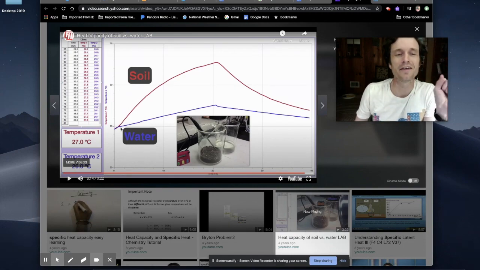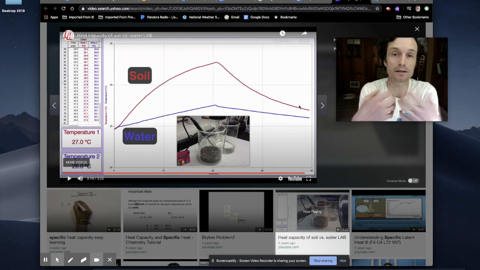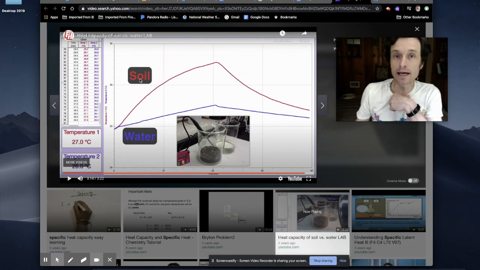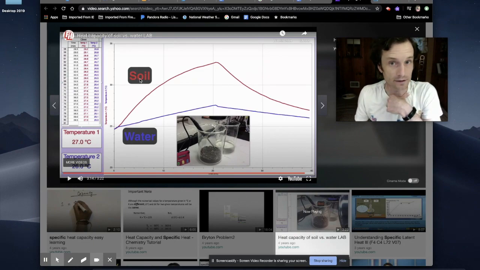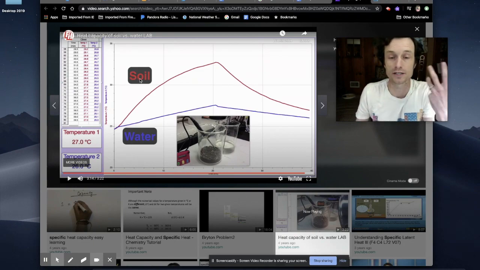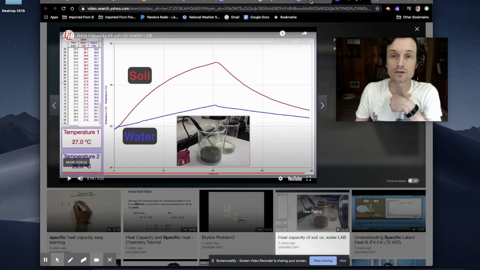And then the water went up, but notice at the end, when it cooled off, the soil, because it heated up most quickly, it also cooled off very quickly. I mentioned that heat capacity is not only about absorbing heat, but also releasing heat. So something with a low heat capacity or low specific heat, in the case of the soil, it'll heat up very quickly and it will cool off very quickly because it doesn't take a lot of energy for it to change temperature. That's what specific heat is all about.